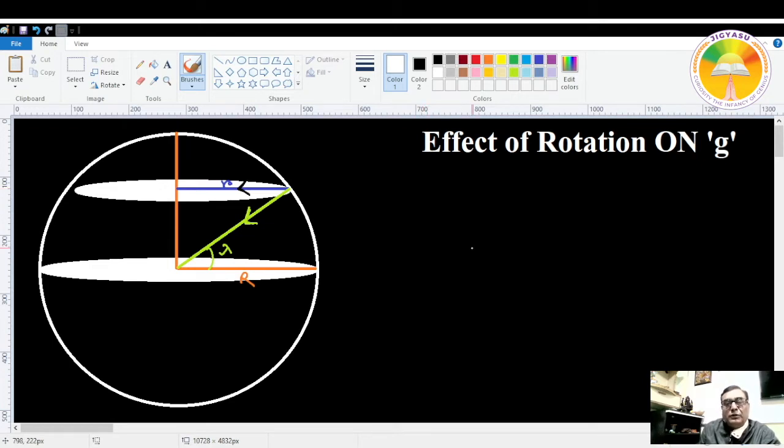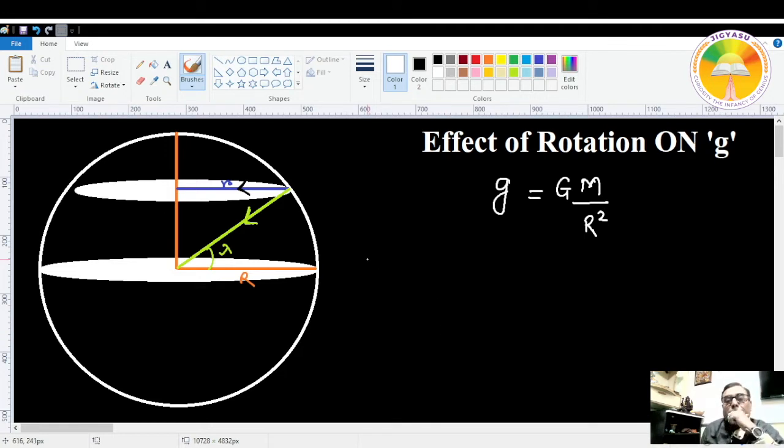Dear students, today we are going to discuss the effect of rotation on acceleration due to gravity. The prerequisite before we enter into learning of the effect: we must know that acceleration due to gravity is represented by the symbol g, which is given by capital G, the constant of universal gravitation, times the mass of the earth over the square of the radius of the earth, r.